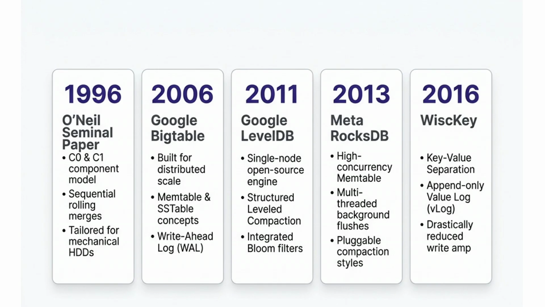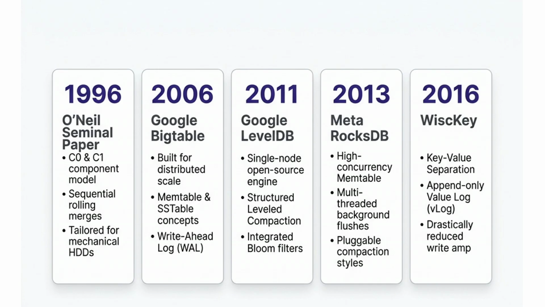And then we have the other half of the equation, the C1 component. This is the permanent home for the bulk of the database on the hard disk. It's a massive read-optimized index, structurally similar to that B tree we talked about earlier. But with one big difference, right? One absolutely critical difference. Yeah. It is laid out completely sequentially on the disk. It is block-aligned and perfectly contiguous.